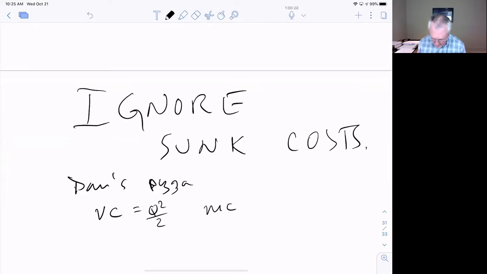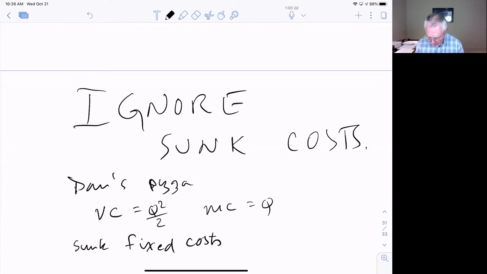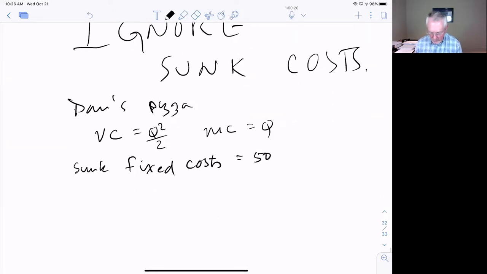So that generates this marginal cost equal to Q. Now suppose that Dan's sunk fixed costs equal 50. How would I figure out Dan's supply function here?